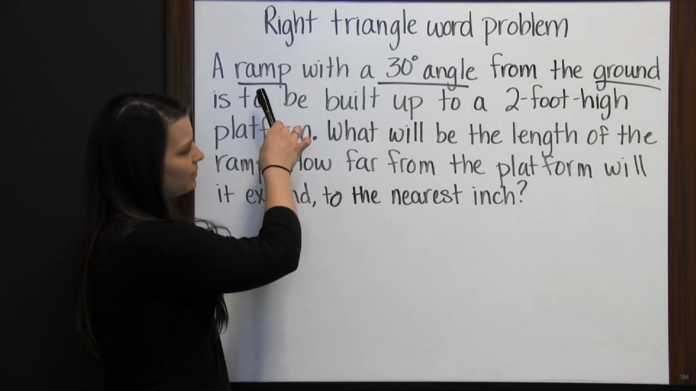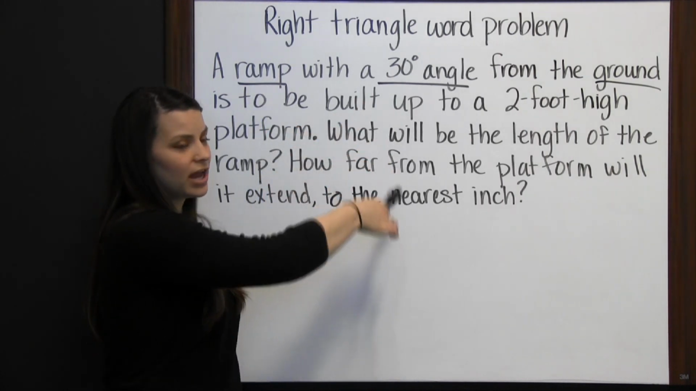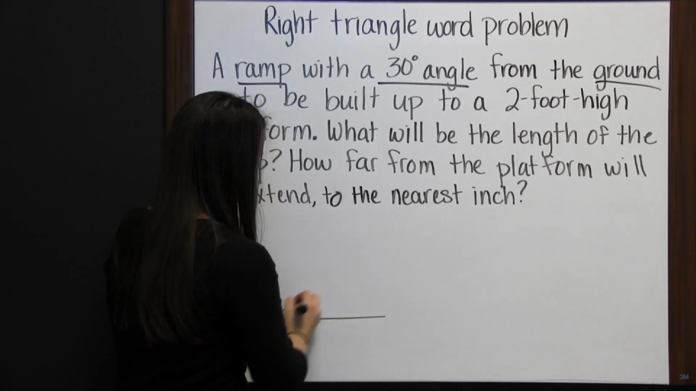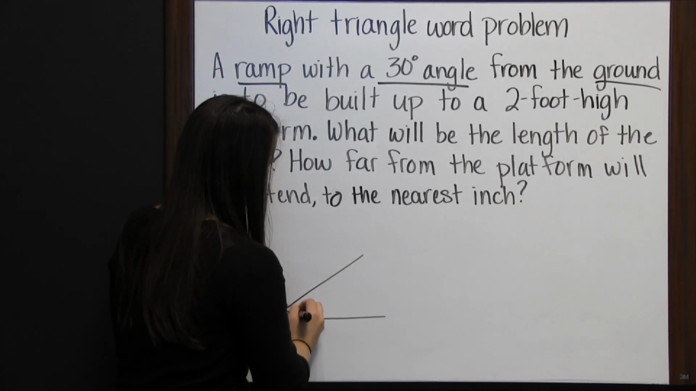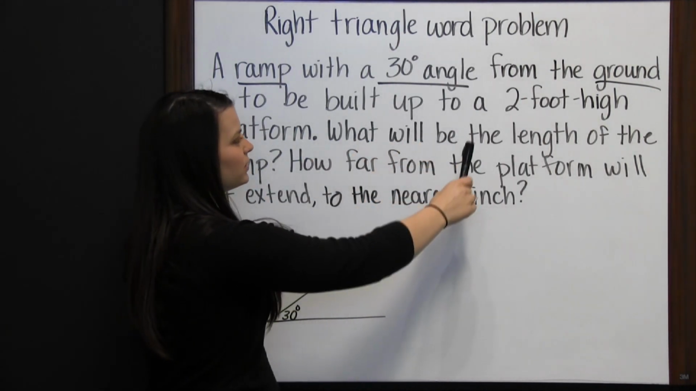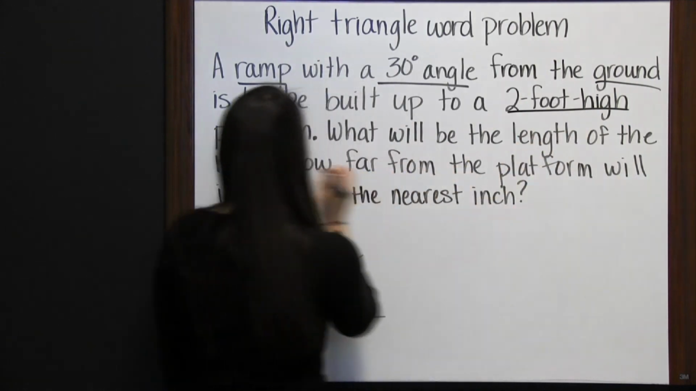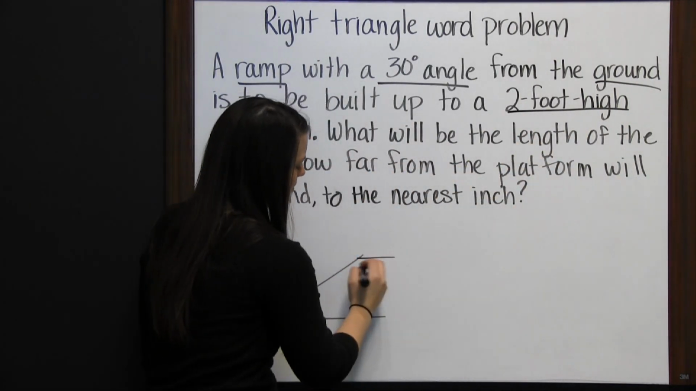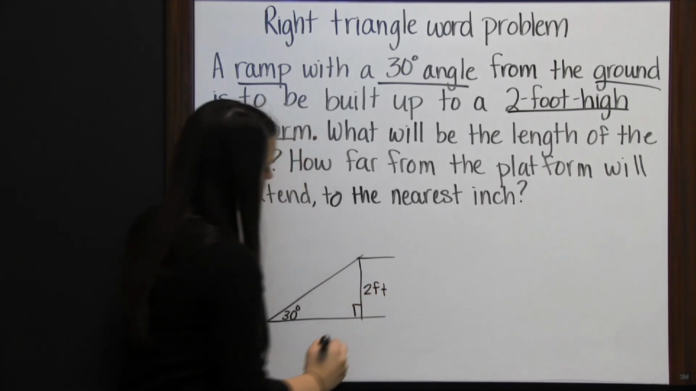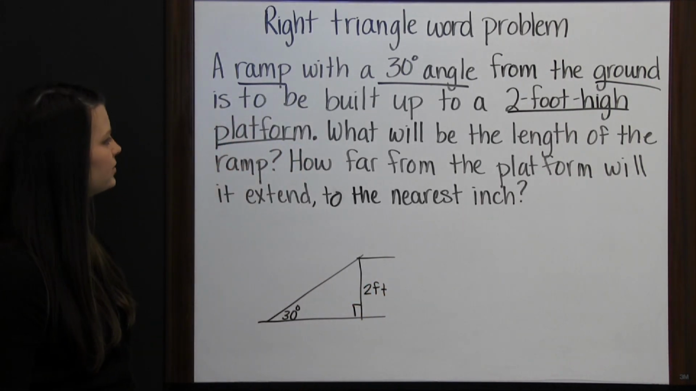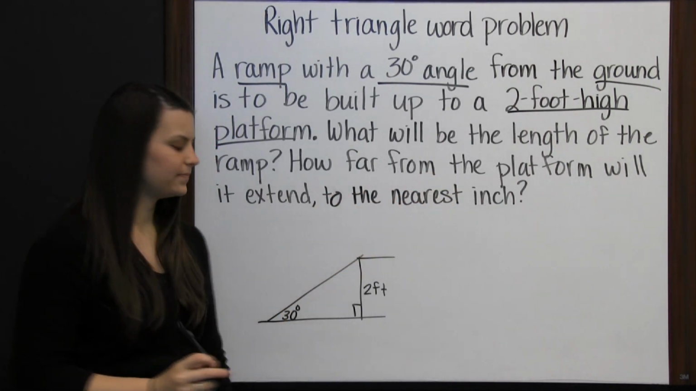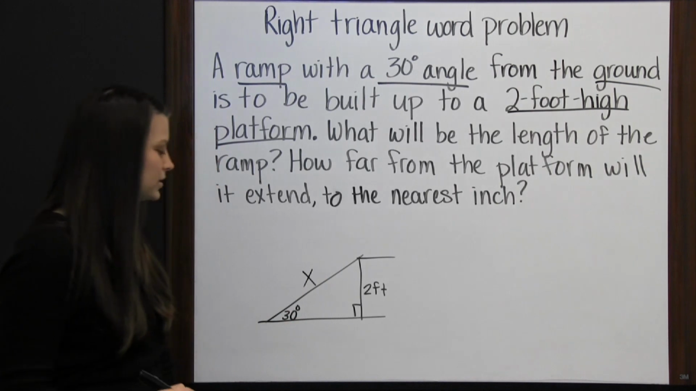So we have a ramp that makes a 30-degree angle with the ground. So let's start with that. Here's the ground. Here's our 30-degree angle. And it's to be built up to a 2-foot-high platform. So then here we have a platform, and it's 2 feet high above the ground. So there's a right angle there, perpendicular to the ground. The first question is, what will be the length of the ramp? So this is what we're trying to find.